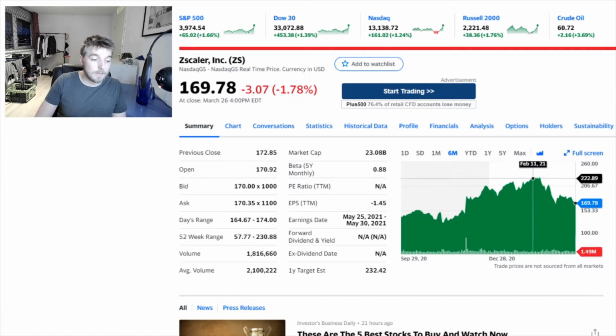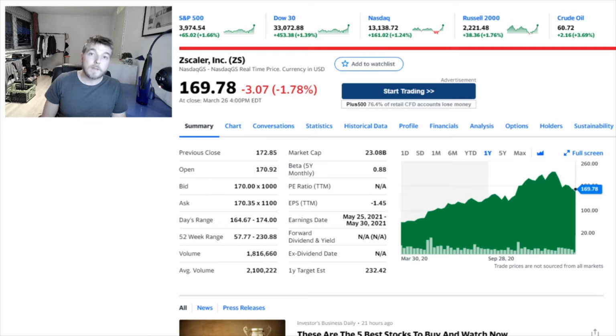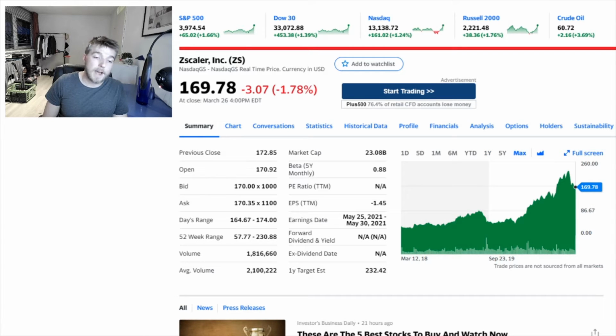The past 6 months, it was climbing up until around February 2021. The past year, it's been on a steady increase up until around February 2021, which I think was about the time when everything started to crash. So looking at it over its max, from about 12th of March 2018 to now, it's been progressively climbing up.